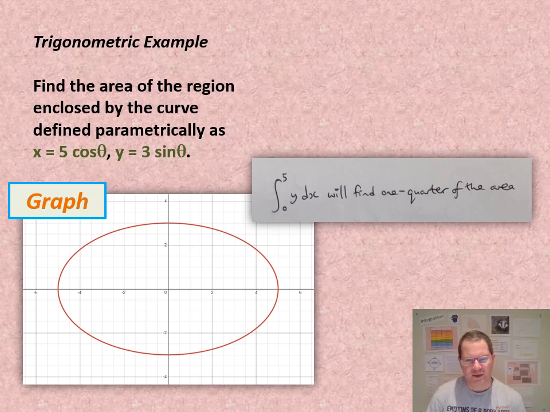Now if we integrated this between 0 and 2 pi for theta, that would be 1 full revolution. That would give us an answer of 0 because the top half would cancel with the bottom half. So instead I'm going to integrate it between 0 and 5 for x, and we'll work out what the values of theta are for that, and that will give us 1/4 of the area. So then whatever we get, we can multiply it by 4 for the total area.